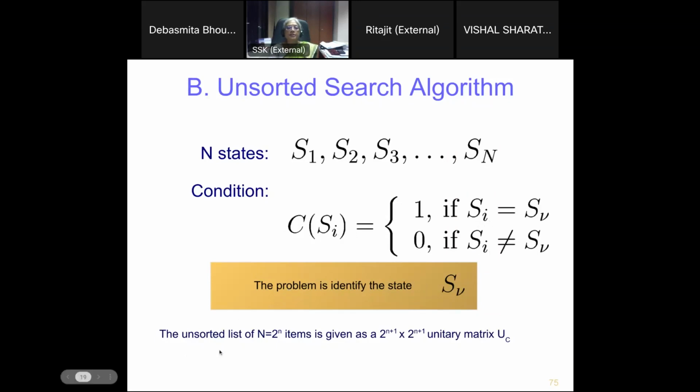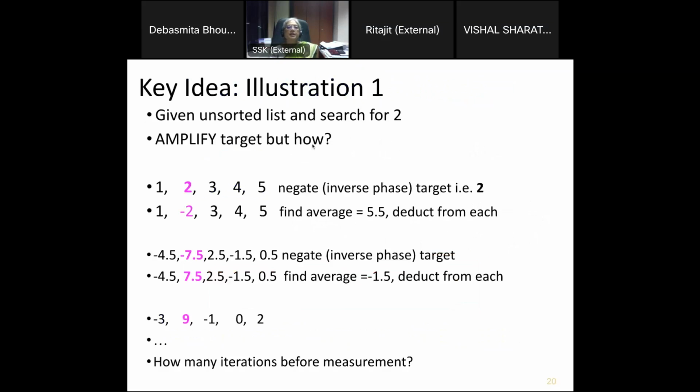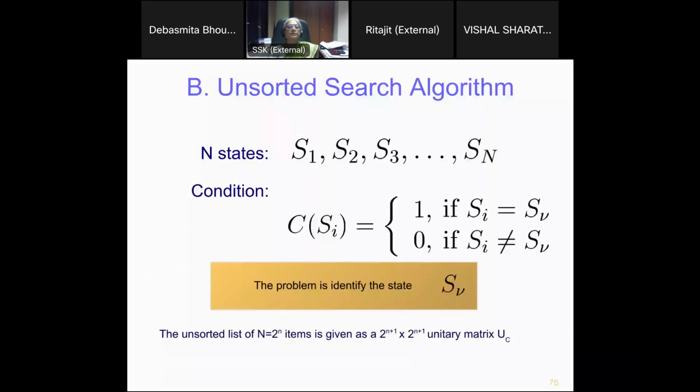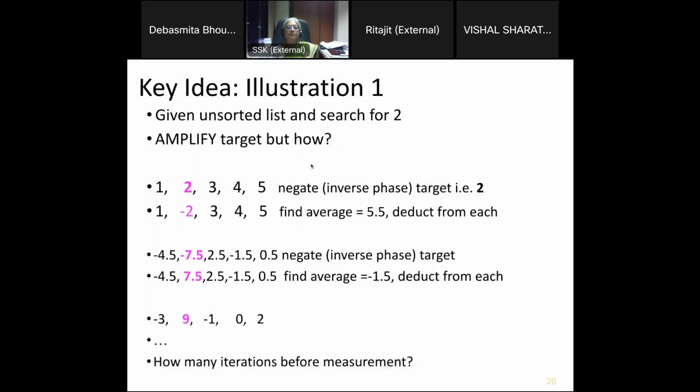So for an unsorted list of 2 to the small n items, we can represent this with a 2 to the n plus 1 times 2 to the n plus 1 unitary square matrix, and let's call this UC. Let me first illustrate the idea of Grover search. That is, how am I going to reduce from capital N to order square root of capital N?